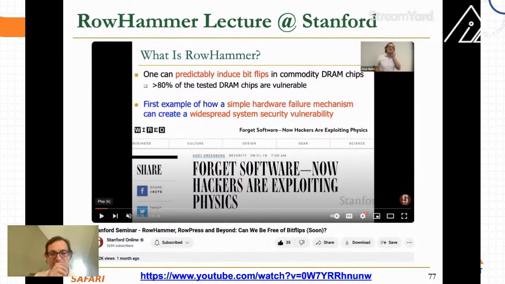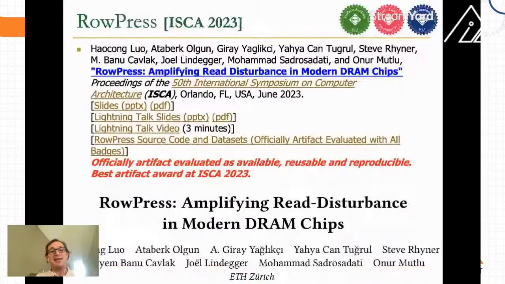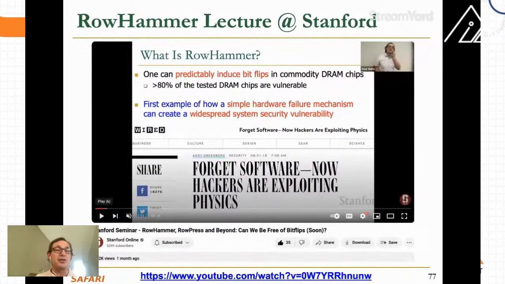And if you're interested, this is one of the most recent lectures that I delivered on RowHammer that could be found on the Stanford YouTube. This talks about the current status and what we think will happen into the future and how things are going. It also includes a discussion on RowPress. So basically, I think the solution to these sorts of issues is going to be intelligent memory controllers, which is in line with near-memory processing, essentially.